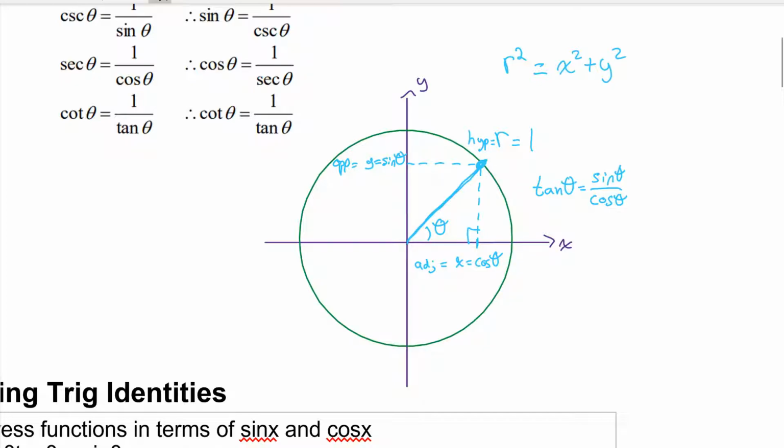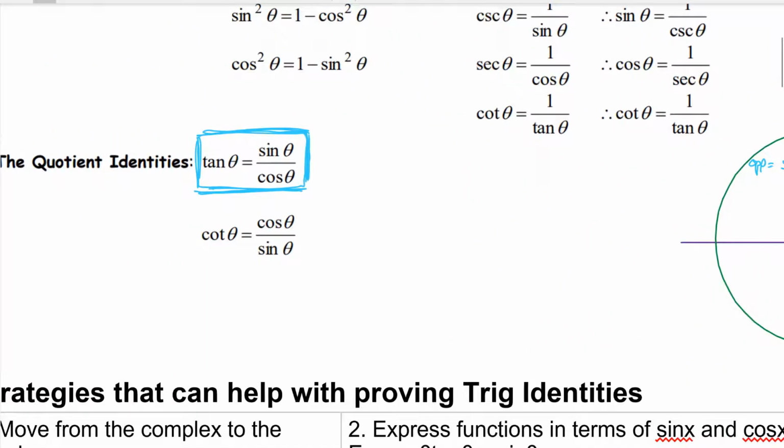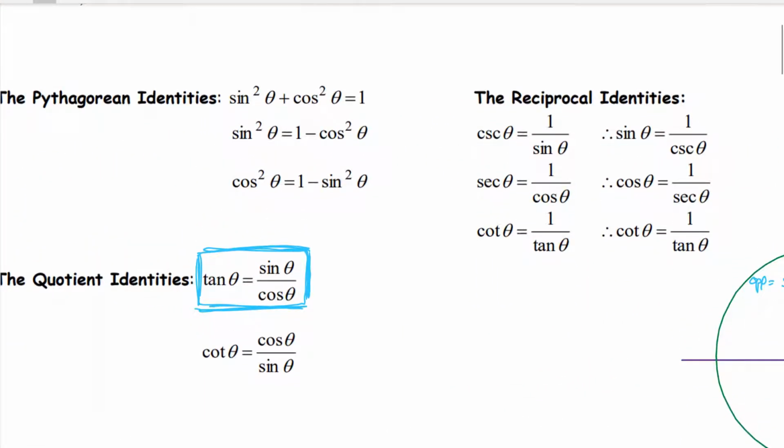Well, I already know my radius is 1, and I know that x is cosine, and y is actually also sine theta, so cosine squared theta plus sine squared theta just equals 1. And that is my Pythagorean identity over here. That's one of the most often ones we use.